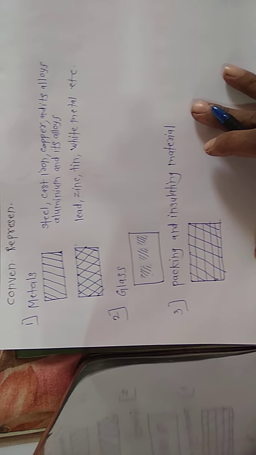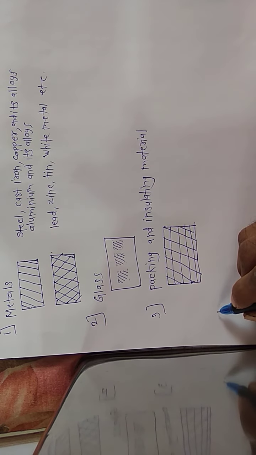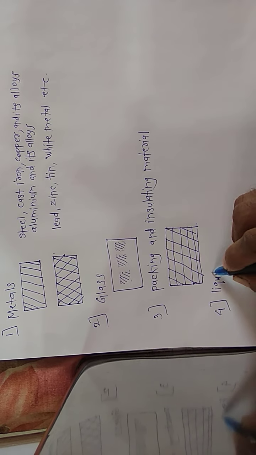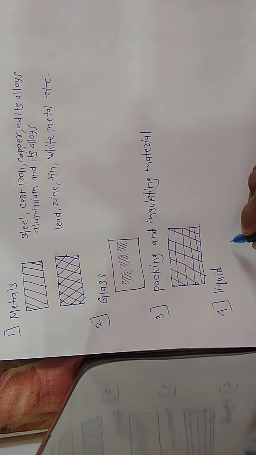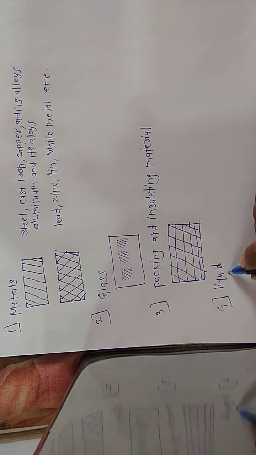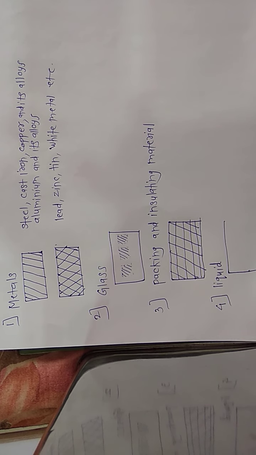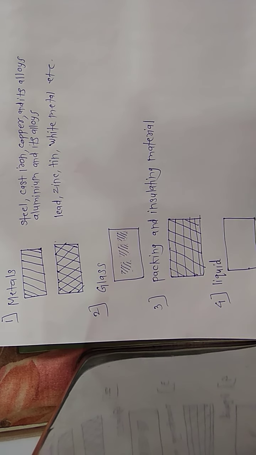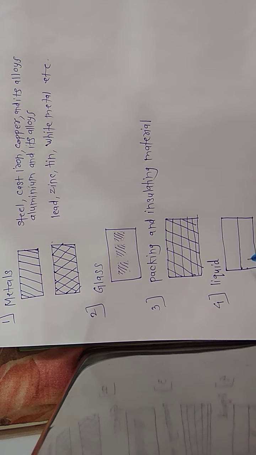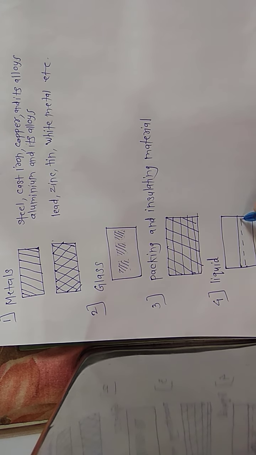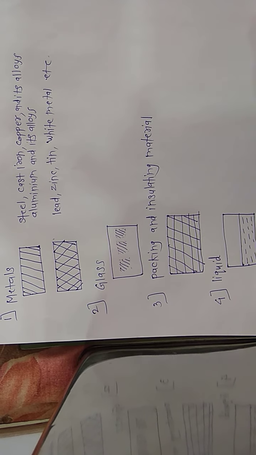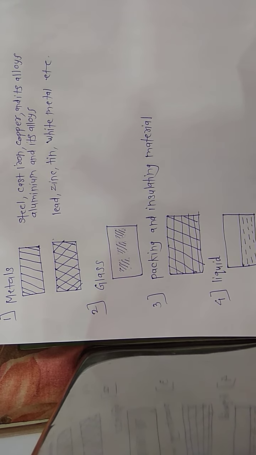Now the fourth one is liquid. The symbolic representation is very simple. Again draw the rectangle, draw a straight line, and dotted parts are shown here. These conventions are used for any type of liquid, that is water, oil, petrol, kerosene, etc.